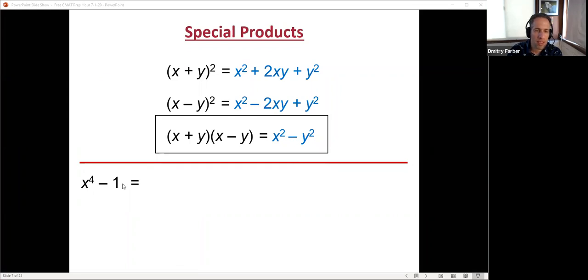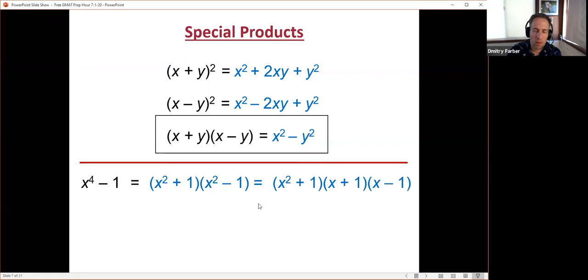So the basic idea is that I don't have to have a 2 and a 2 to say, hey, this is something squared. X to the 4th is x squared squared. And 1 is, well, 1 squared. So I can factor this down. And if I recognize that I can factor that down, I can factor it even further. And so we can then break down not the x squared plus 1, but the x squared minus 1 a step further.